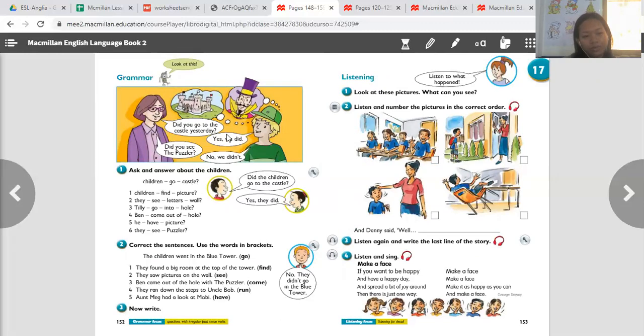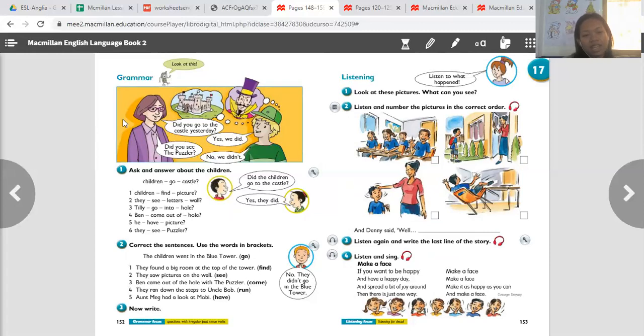152. Grammar. So in grammar, we learn about asking questions. Did you go to the castle yesterday? Yes, we did. Did you see the puzzler? No, we didn't. So we are going to learn to ask the questions in the past tense.